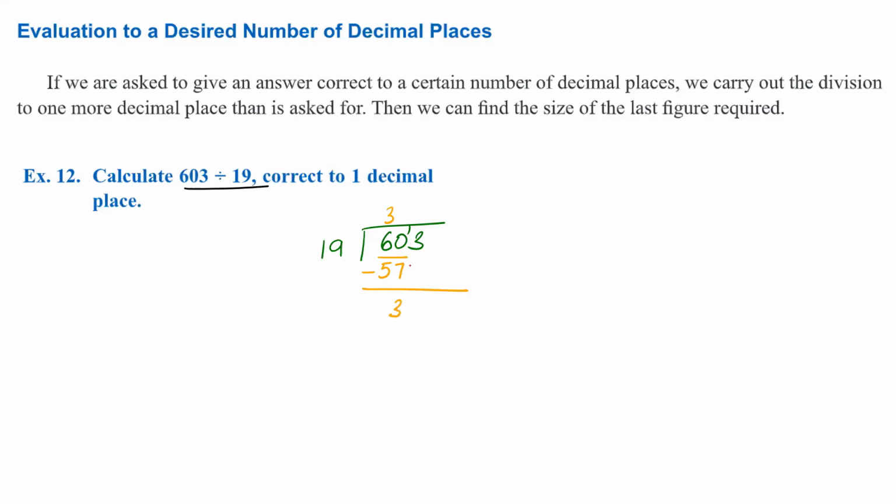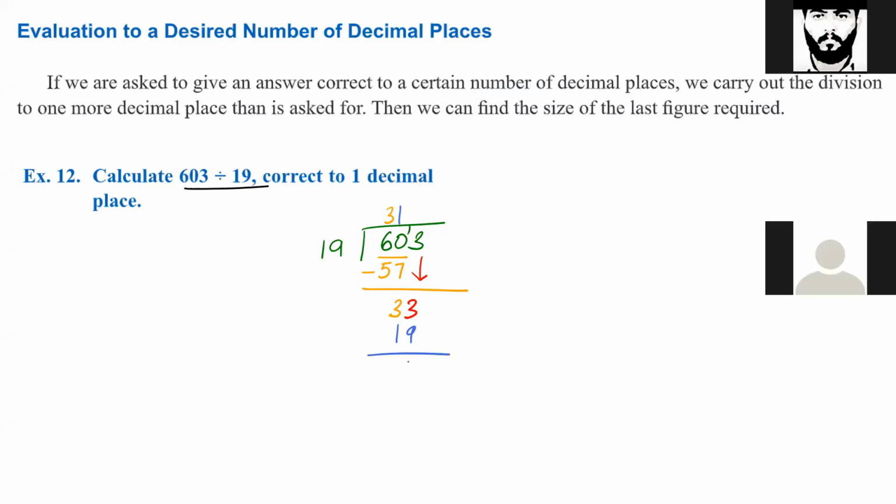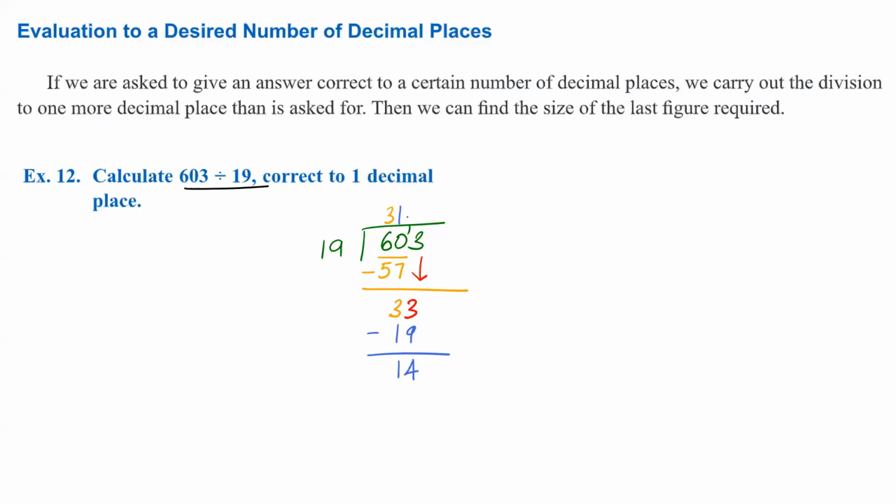Now I should carry down this 3 on this side. So you'll get 33. Is 33 divisible by 19? By how much? 1. No need of decimal, sorry. Then you will get 19. Now 33 minus 19, what is the answer? 14. Is 14 divisible by 19? No. So I should put a decimal here. If you put a decimal, it will become 140.